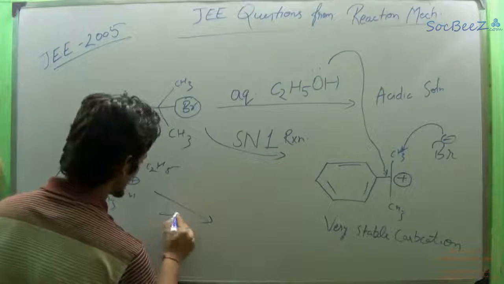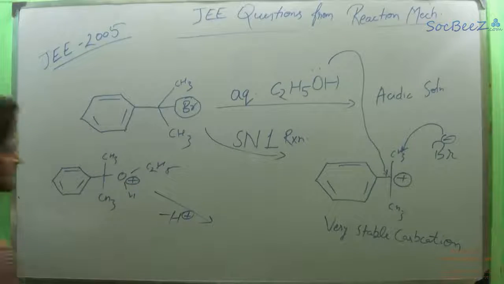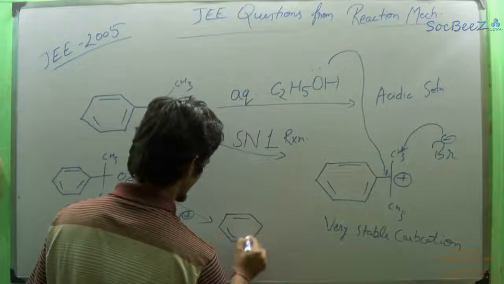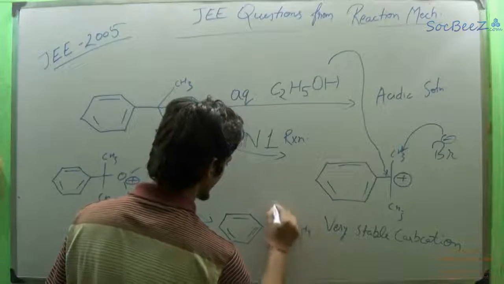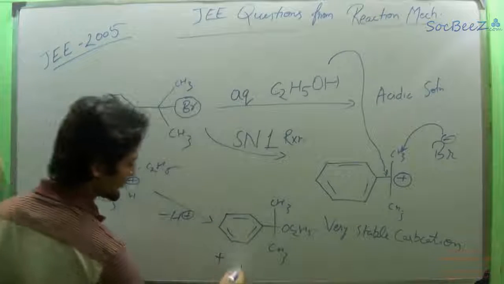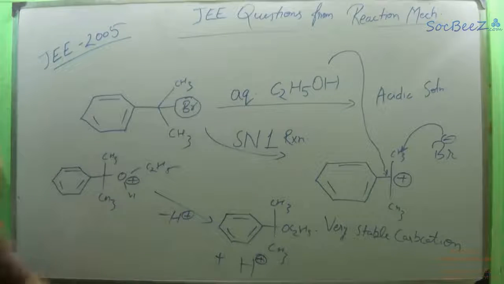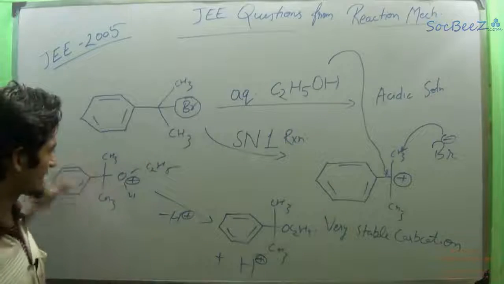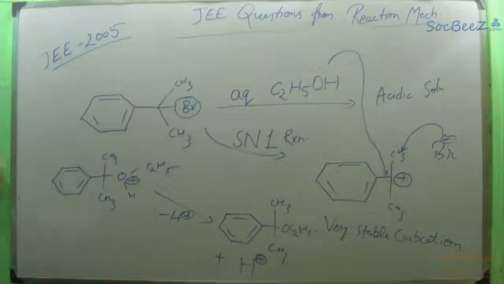So what it does is simple deprotonation, and H plus is removed in the mixture, and it forms OC2H5 CH3, plus there is one more H plus in the reaction. Thus this H plus is making the solution acidic. Hence this reaction leads to an acidic solution. So this is explained.